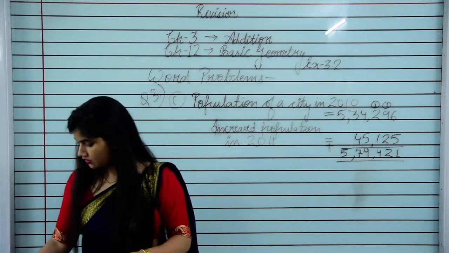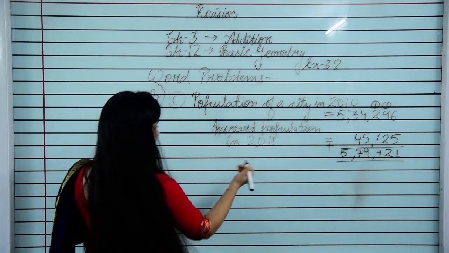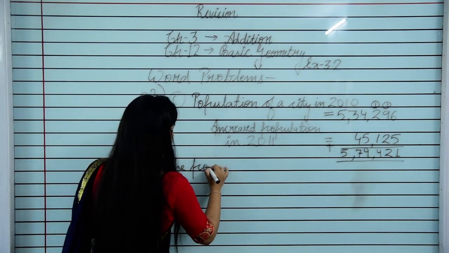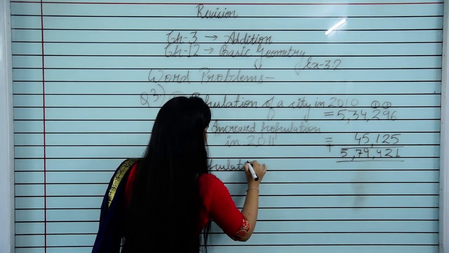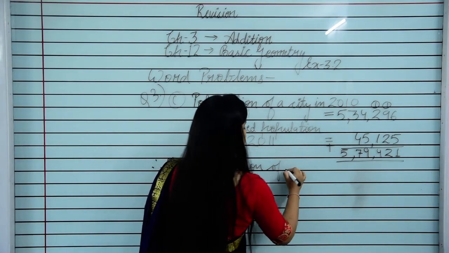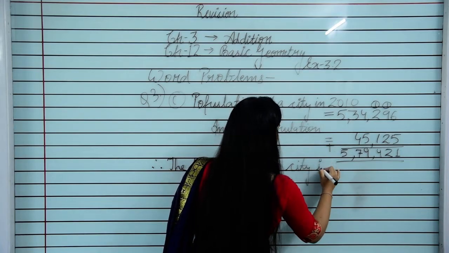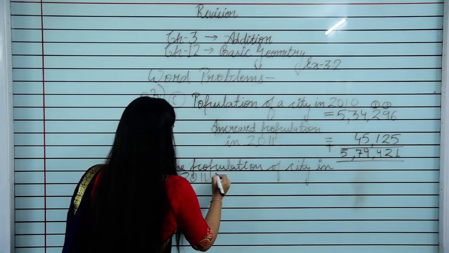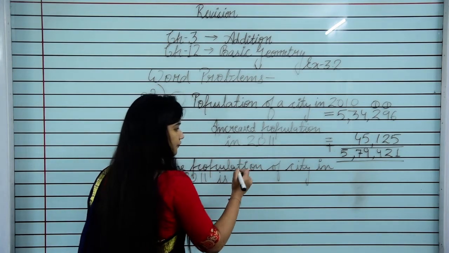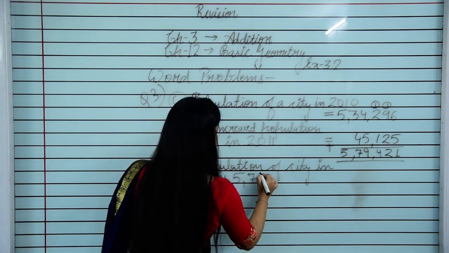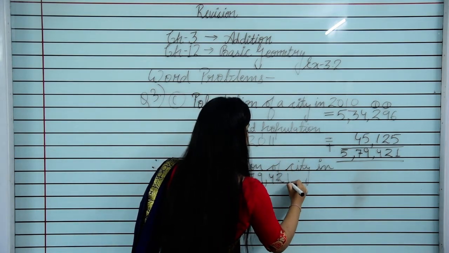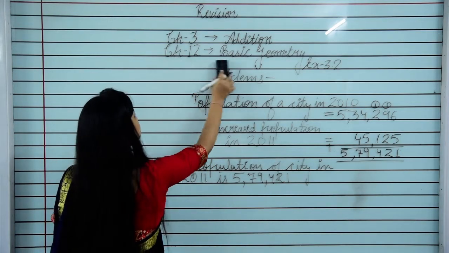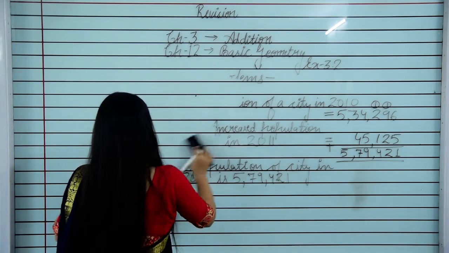So students, now we are going to start the next chapter. Now how can we show the answer? Therefore, the population of the city in 2011 is 5,79,421. Understood students? Now we move to the next chapter students, that is chapter 12, basic geometry.